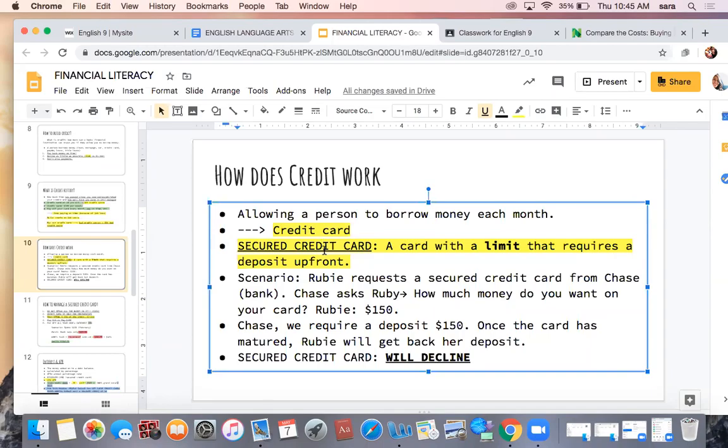Secured credit card, why? Because it's got a limit that requires a deposit up front. If you neglect it, if you don't pay it on time, yes, it will damage you. Just because it's a secured credit card doesn't mean that it doesn't damage you if you don't handle it well. But the damage is not as great, I would argue on that one. Okay.